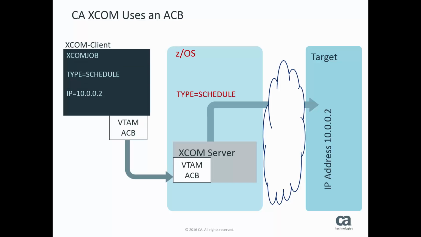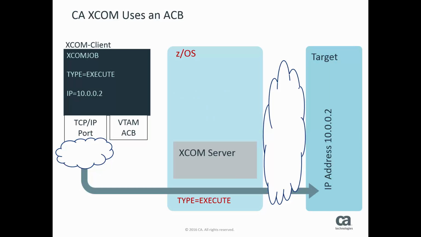When you send an XCOM transfer to the XCOM server on the mainframe, this is a transfer using TYPE=SCHEDULE. The connection between the XCOM job, which represents the client, and the XCOM server is realized via VTAM, even if the transfer itself is done via TCP/IP as shown in this example.